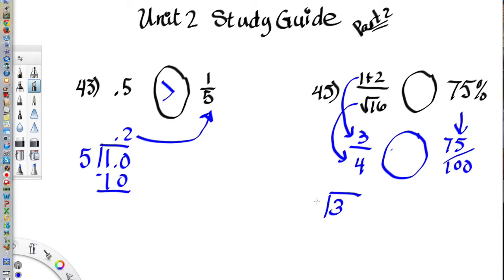3/4 is the same thing as 3 divided by 4. Okay, 4 will not go into 3, but it will go into 30 7 times, which is 28. I subtract, I get 2. I bring a 0 down. 4 goes into 20 5 times. I have 75 hundredths. Hey, these guys are equal. And I think you get the idea of how to handle that.